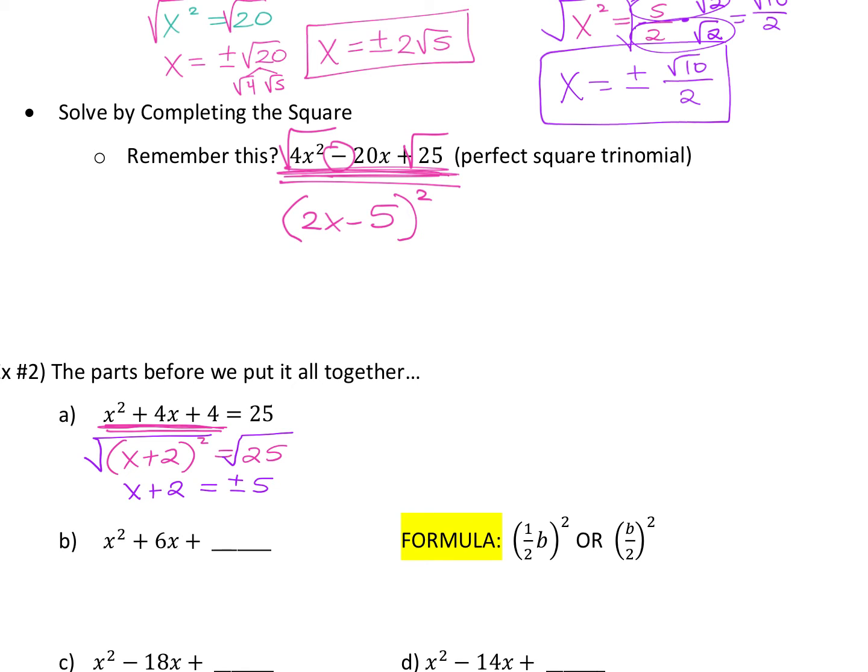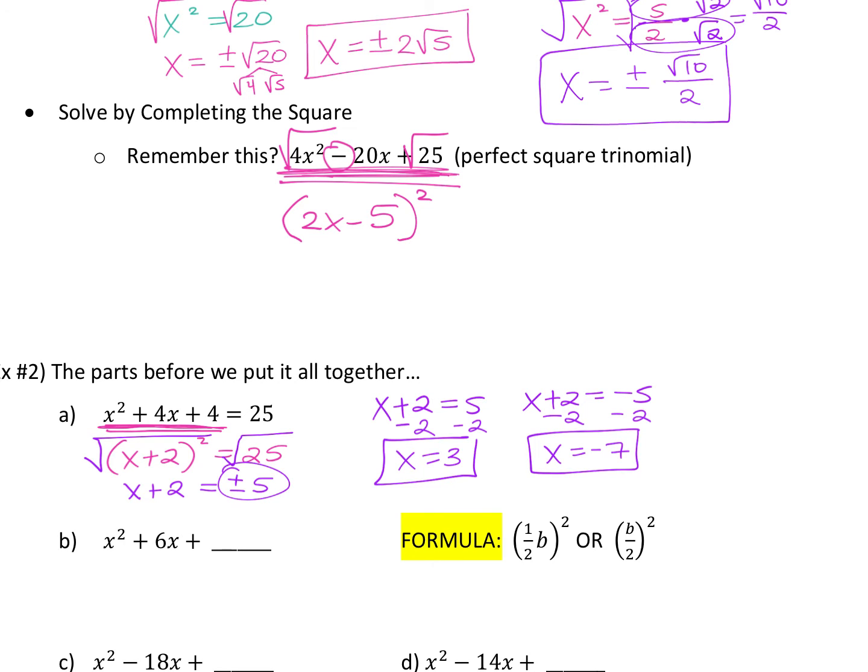Now I just solved by saying x plus 2 equals 5, and x plus 2 equals negative 5, right? Those are my two equations to solve because it's equal to the plus or the minus. So if I take away 2, I get x equals 3. If I take away 2 here, I get x equals negative 7. Okay? So there's that setup. If I have a perfect square trinomial and I have something on the other side and I take the square root of both, those are still equal parts. Okay? That's a part of completing the square.